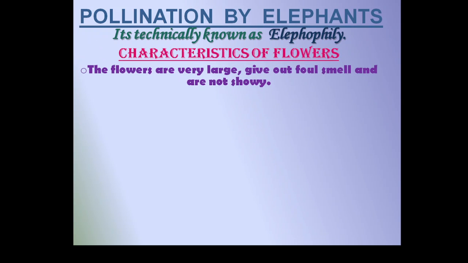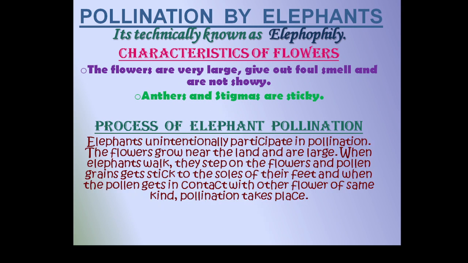Elephophily. Characteristics of flowers. The flowers are very large, foul smelling and not showy. They are foul smelling, they are not sweet smelling. Anthers and stigmas are sticky. Okay. Process. Elephants are unintentionally participating in pollination. The flowers grow near the land and are large. When the elephants walk, they step on the flowers and pollen gets stuck to the soles of their feet. And when the same pollen gets in contact with another flower of the same species, the pollination takes place.